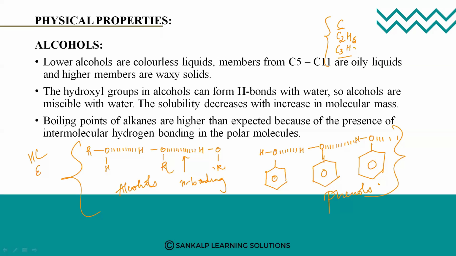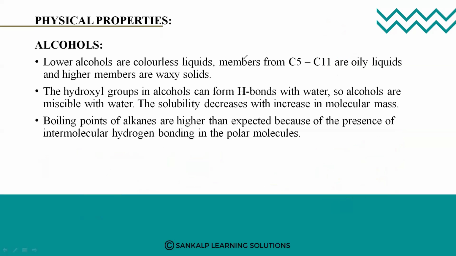Then the second thing is isomeric alcohols. Now, what do you mean by isomeric alcohol? Suppose I have a butanol. Consider 1-butanol: CH3, CH2, CH2, CH2, OH. Then this is CH3, CH, CH3, OH, and this is CH3, C, CH3, CH3, OH.